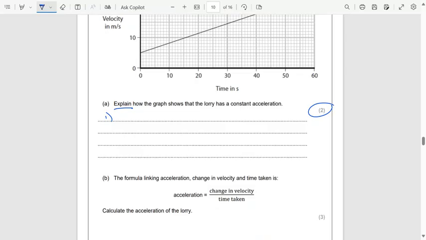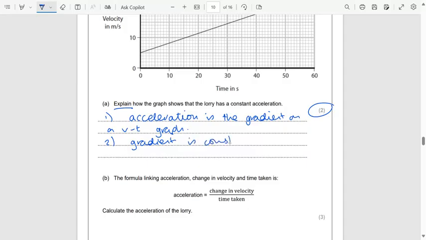So we know that acceleration is the gradient on a VT graph, on a velocity time graph. And in this case, the gradient is constant. So the acceleration is constant because it's a straight line.